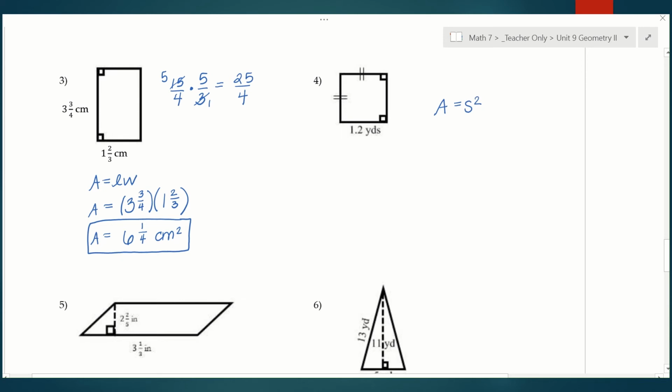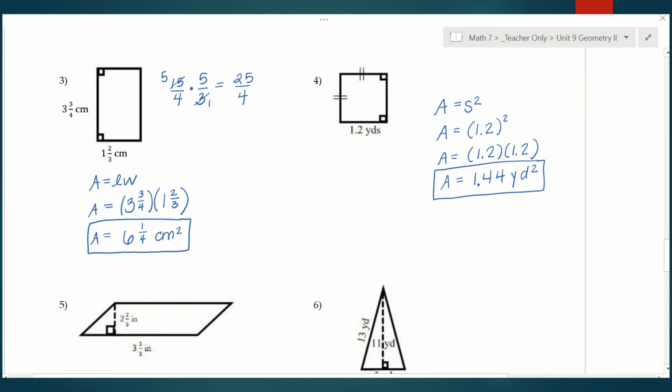So area equals side squared. Each side is 1.2, so this is really 1.2 squared. And remember, squaring something means to multiply it by itself. So 1.2 times 1.2. Now, I know 12 times 12 is 144. So if I use that knowledge and I say, okay, there's 2 decimal places, which means I would move 2 decimal places back, I'd get 1.44. And this would be yards squared.